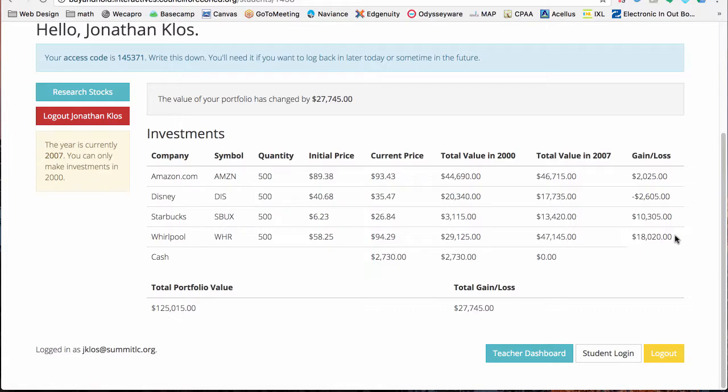So now, if we held onto our stocks, if we didn't do anything different, look at what our total portfolio is worth now. We invested $97,000, and now from 2000 to 2007, over 7 years, we've made $27,745. So now we've gained money, we have made money, we've used our money, invested in other businesses, and now we have more value with them.